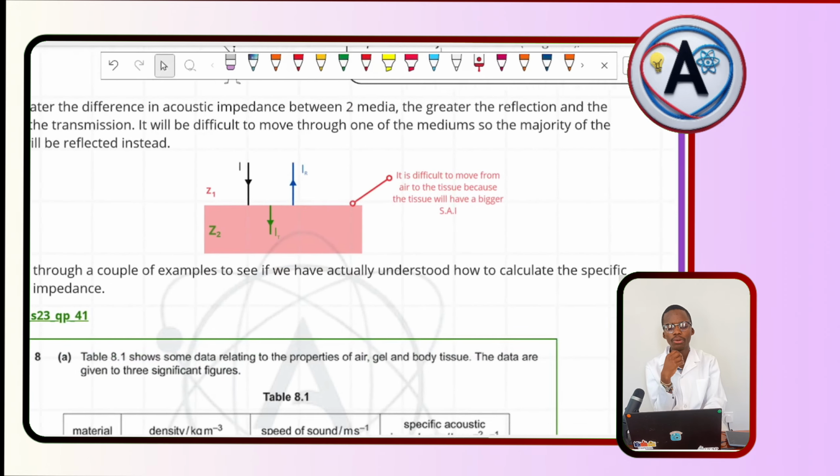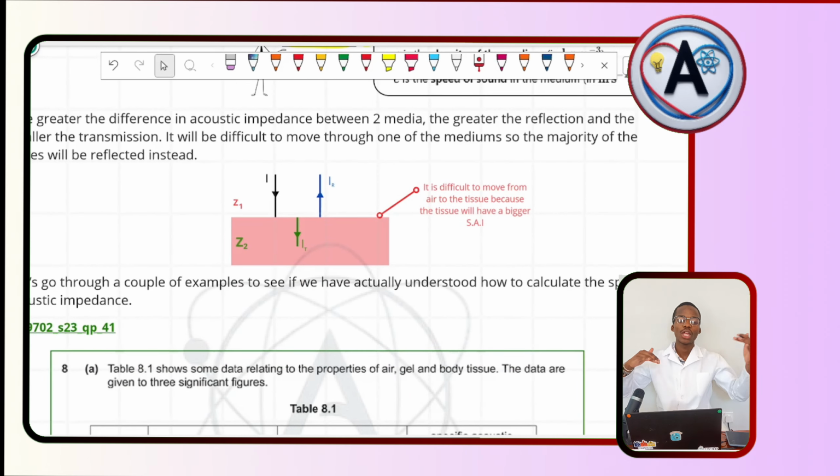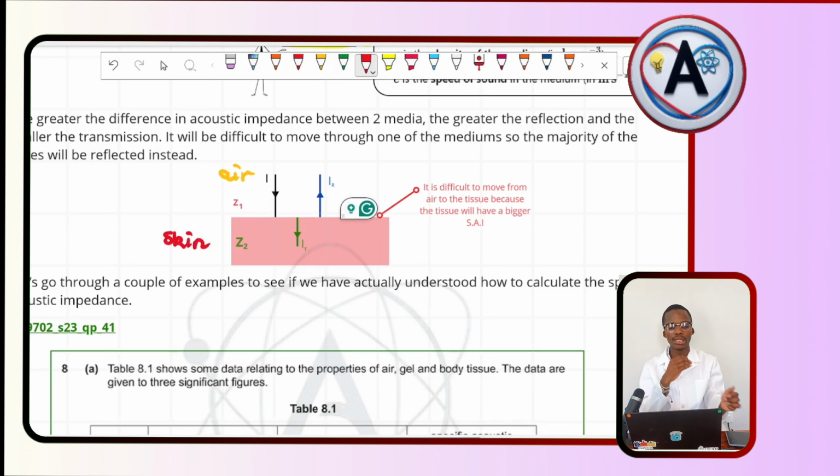Okay. Why is this important? Because of the difference in acoustic impedances of two materials. Let's assume in this example one material is air, and then you have another material, let's assume it's skin. If there's a very large difference in acoustic impedance, you can think of it as an incident wave like this, and it's going to try to move into skin. But then it realizes, you know what?